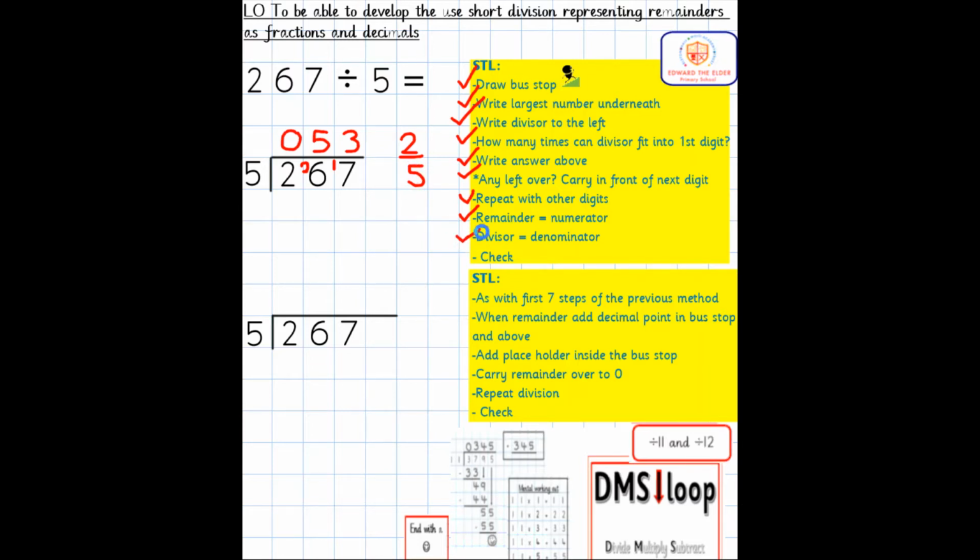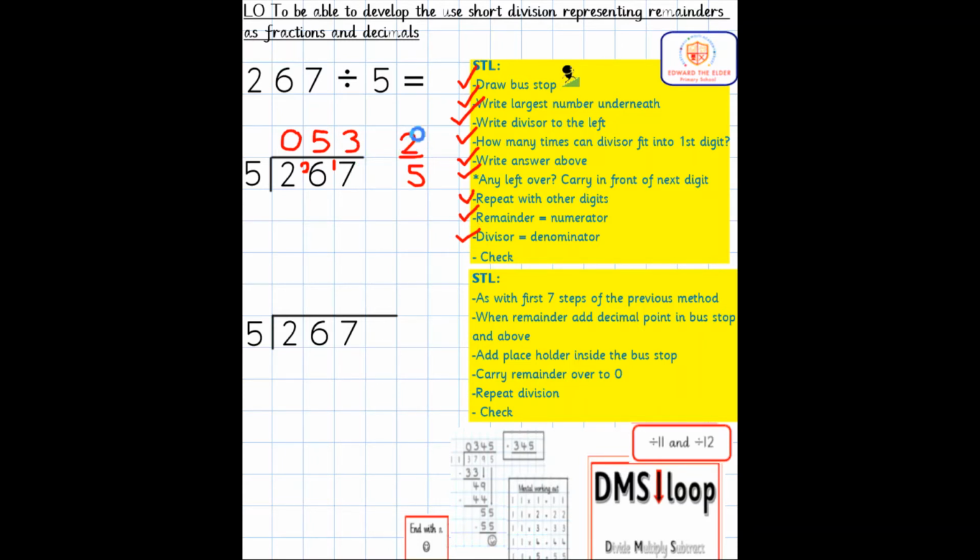So let's just check that I've done all of these steps. I've drawn my bus stop. I've written my largest number inside the bus stop. I've written my divisor, number 5, to the left. And then I've started to go through each digit, working out how many times the divisor can fit. How many 5s in 2? 0, carry the 2. How many 5s in 26? 5, carry over 1. How many 5s in 17? 3, leaving me with a 2 remainder.